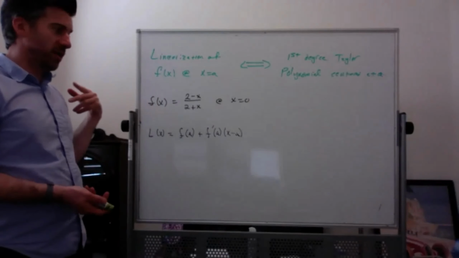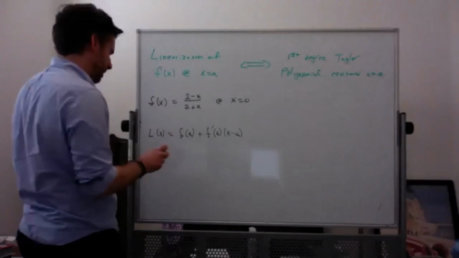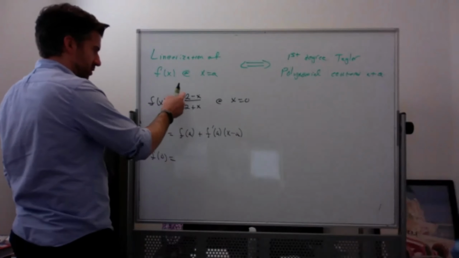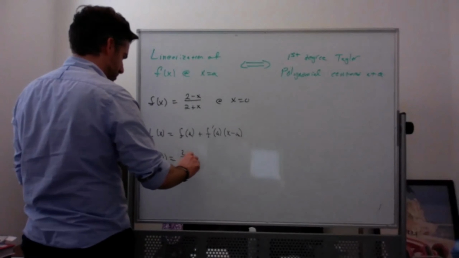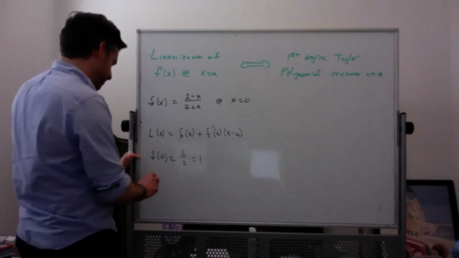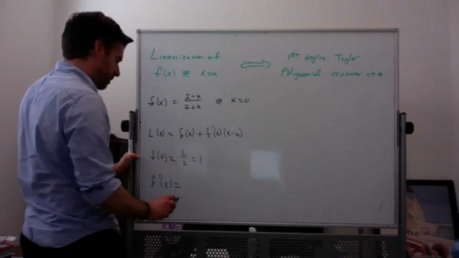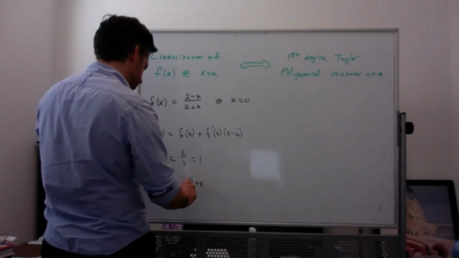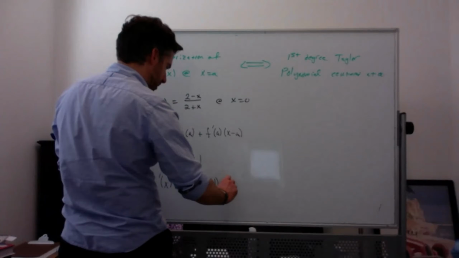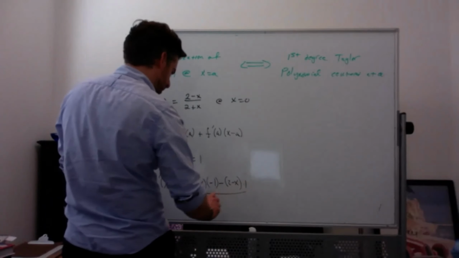So let's find the linearization of this function at this point. All right, so I need to do a couple things. I need to find f of 0. Well, that's easy. It's 2 over 2. And find f prime of 0. Before I can do that, I need to find f prime of x. So f prime of x, I'm going to use the quotient rule. It's going to be the bottom times the derivative of the top, which is -1, minus the top times the derivative of the bottom, which is +1, all over the bottom squared.